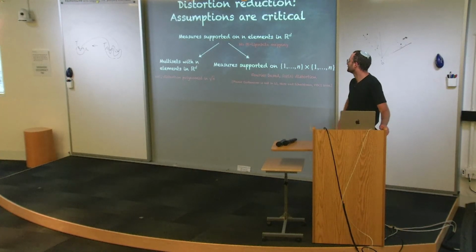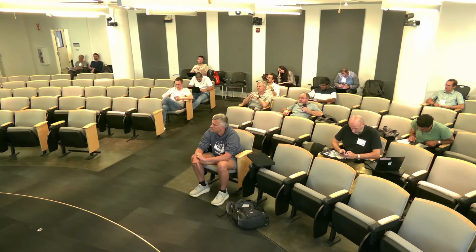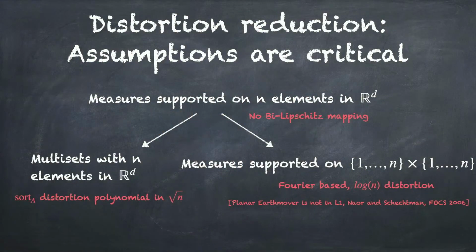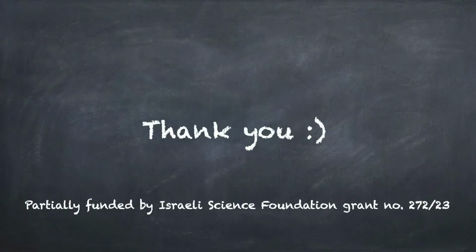What does it mean that the Bi-Lipschitz mapping doesn't exist? It means you can't map this to R^m and preserve the distance up to any constant, from any metric space. You have measures supported on n elements in R^d. That's a metric space with the Wasserstein distance, and you can't map it to R^whatever, 10 million, and be Bi-Lipschitz. Okay, and that's it. Thanks.